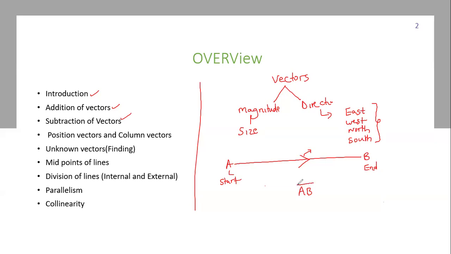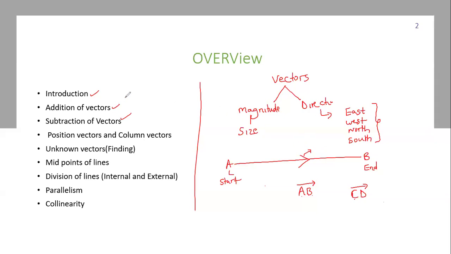Then when I put an arrow here, it will show me the direction, that I'm starting from A and I'm going towards B. When I write maybe C and D and I put an arrow like this, it means that I'm going to start from C and then go up to D. That's what we call vectors. So always we represent using the size, and also we look at which direction we are taking.